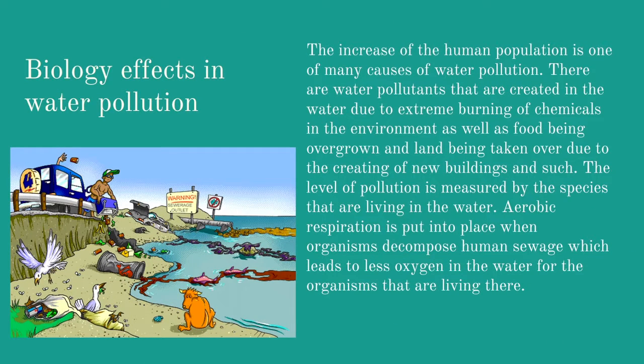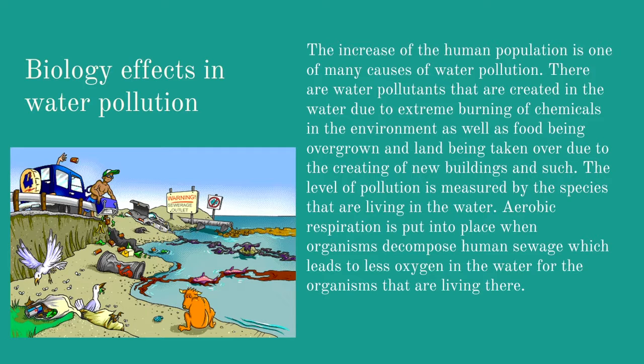This is the introduction to the biology aspect of water pollution. The increase in human population is one of the main sources that causes pollution. Water pollutants are due to the excess burning of fossil fuels for heat and power, more food being grown, and the taking over of places because of the lands and houses that are being built. Therefore, there has been an increase in the levels of water pollution.